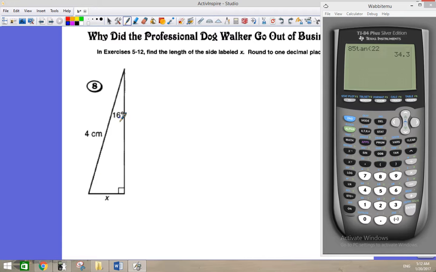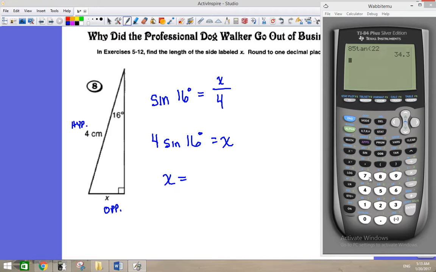With respect to the 16 degrees, the x is the opposite leg, the 4 is the hypotenuse, and opposite and hypotenuse, I'm going to use the sine. The sine of 16 degrees is equal to the opposite leg, which is x, divided by 4. Multiply both sides of the equation by 4, and we have solved for x. And at least to 1 decimal, I'm getting 1.1. And that has units of length in centimeters.